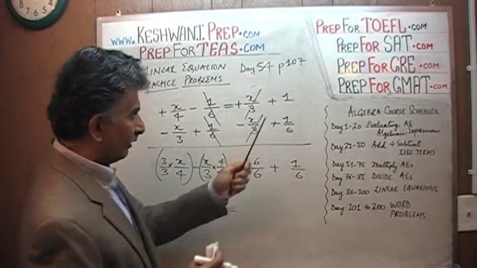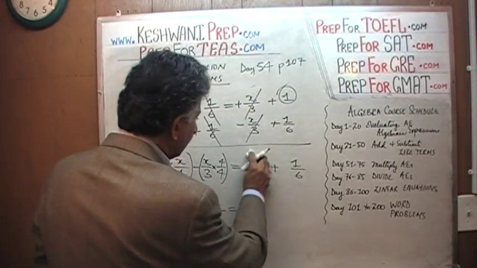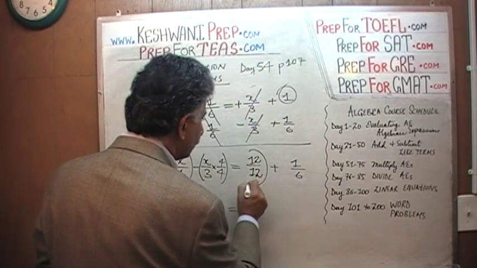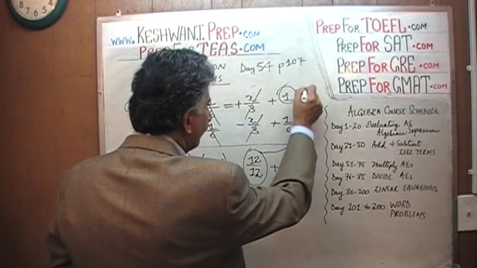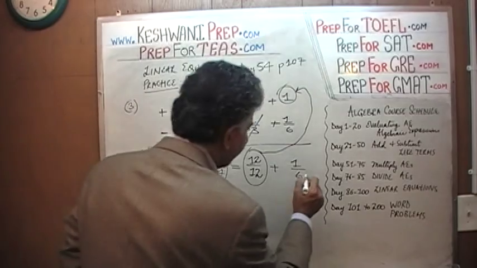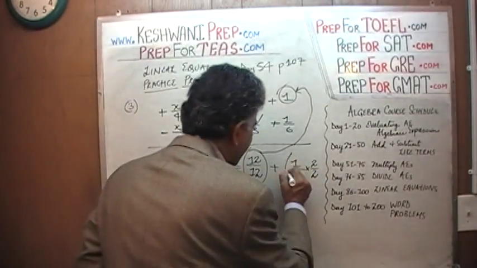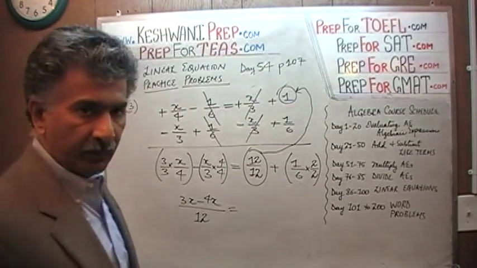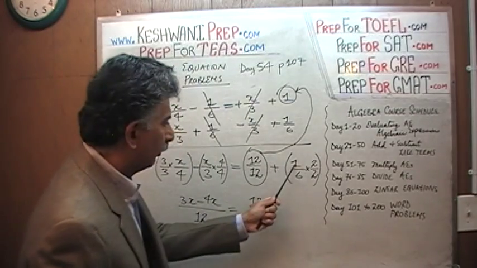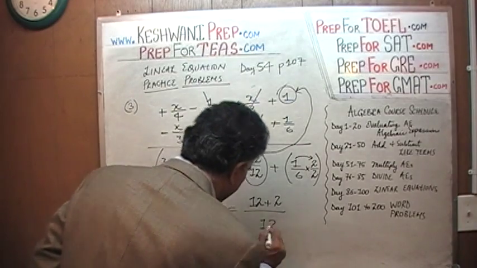Instead of writing this 1 as 6 over 6, we're going to write that 1 as 12 over 12. So this 12 over 12 actually comes from here. This 1 is written as 12 over 12. And this 1 over 6, we're going to multiply this 1 over 6 by 2 over 2. Voila. So now this one has a denominator of 12, and this one has a denominator of 12, and so does this side. So we have 12 plus 1 times 2. 1 times 2 is just 2 over 12.